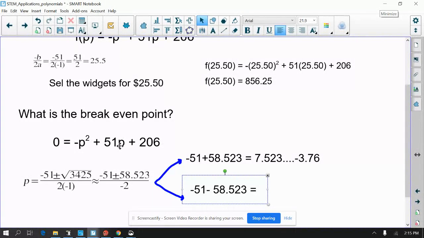Well, that's impossible because you have to remember what P is. P is the price of this widget. So I can't sell it for negative $3.76. That would be like me selling you a widget and giving you $3.76 every time I wanted to sell you one. So that's totally absurd. So that's an extraneous solution.